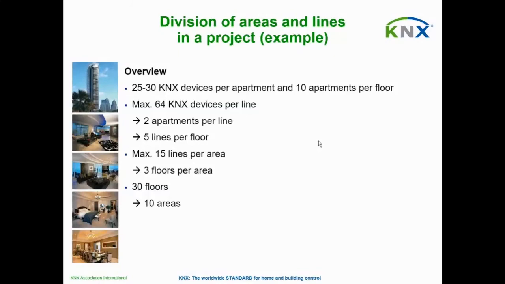Now, in another version of this project, we have 2 apartments per line with 5 lines per floor. So that's just our summary for the whole project. We have 25 to 30 devices per apartment, 10 apartments per floor. So we get 2 apartments per line, 5 lines per floor, and that gives us 3 floors as an area, and 30 floors gives us 10 areas. So it works quite nicely.